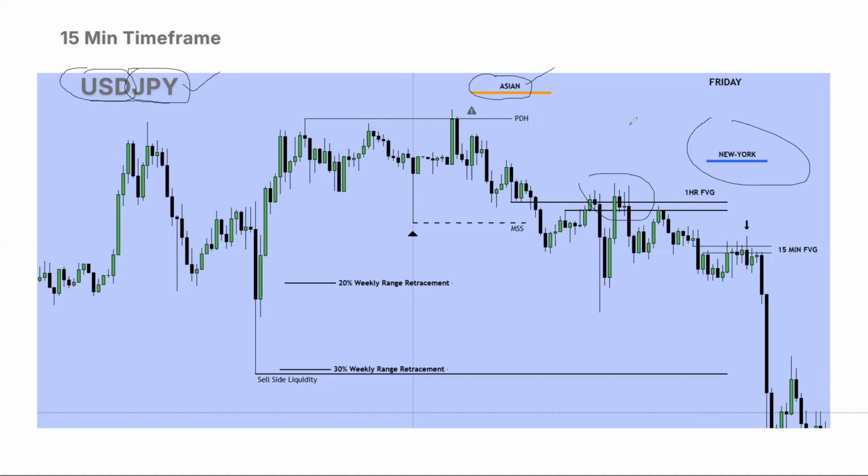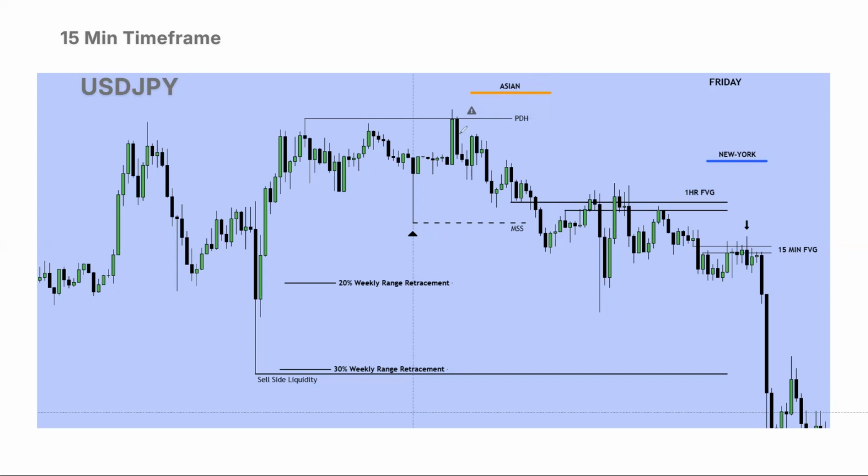Now, these lines you can see here represent the ICT Kill Zones. We have 4 ICT Kill Zones. We have the Asian, the London, the New York, and the London close. Why some people talk about the New York close? I only use the Asian, London, and the New York. I don't use the London close.